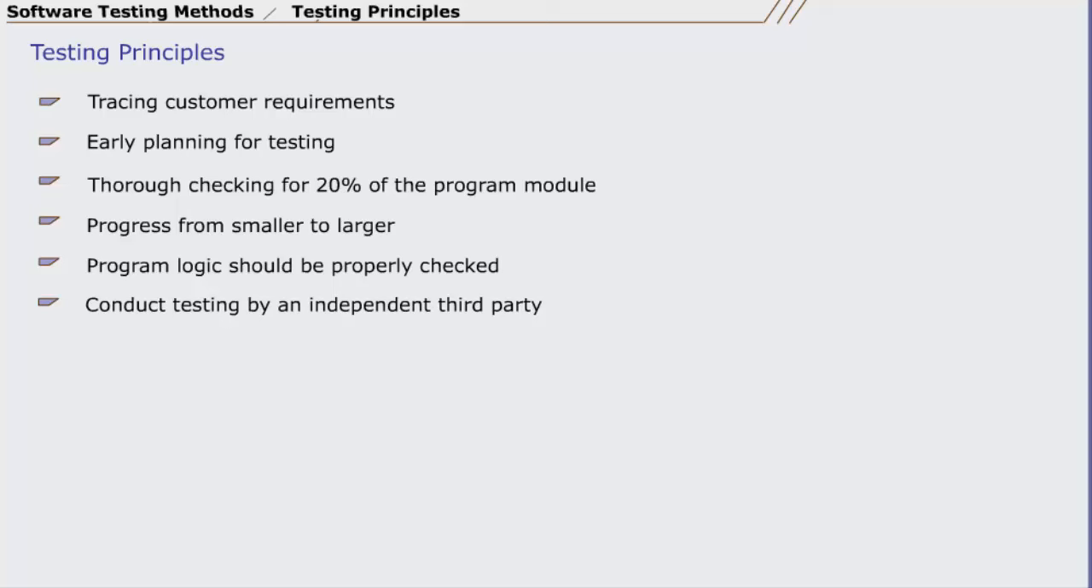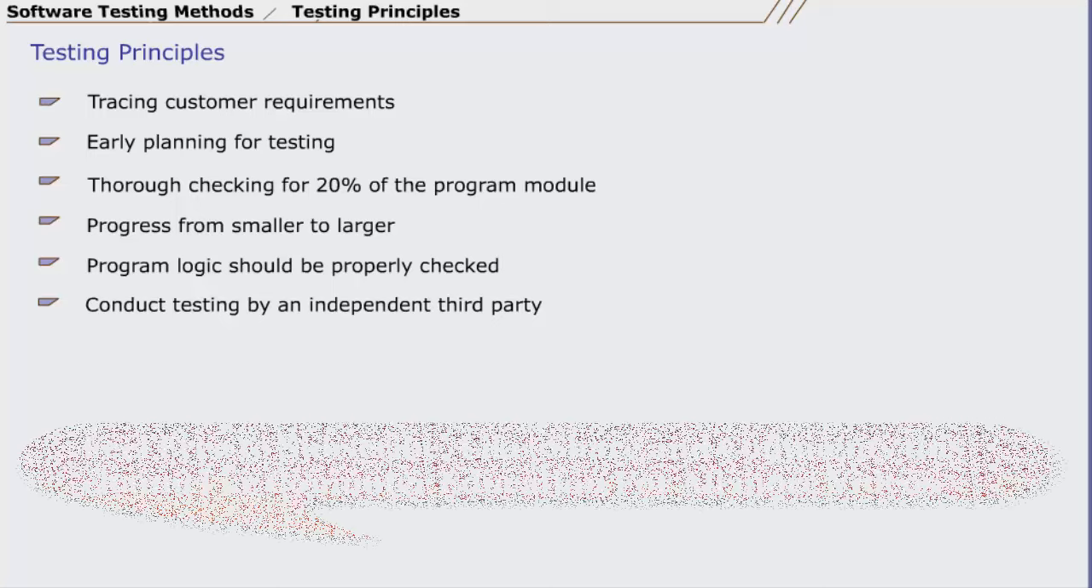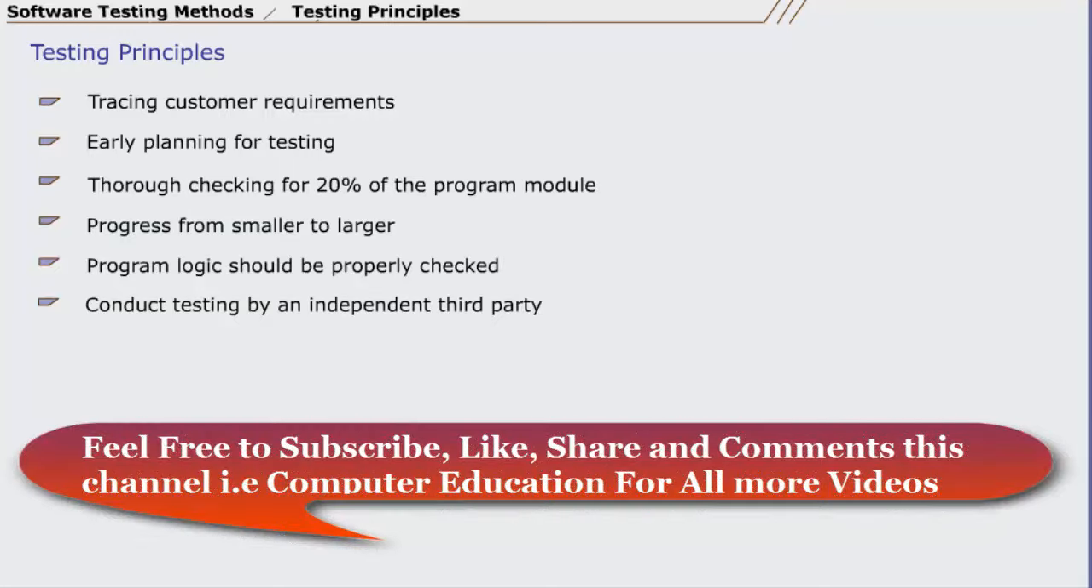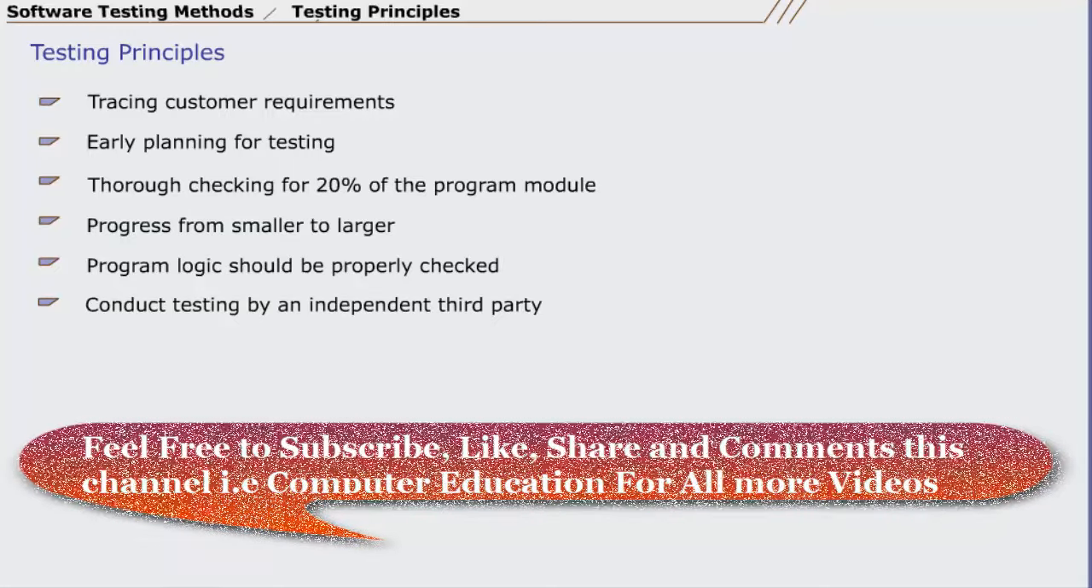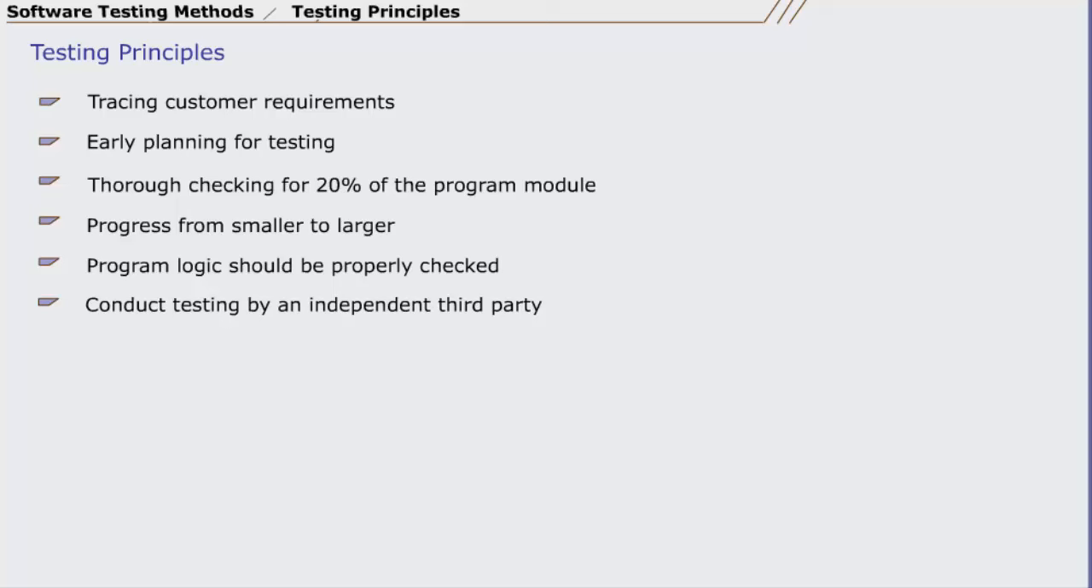Number 2. Every test should have a different purpose because testing time and resources are limited. Number 3. A good test should have the highest likelihood of uncovering a whole class of errors. Number 4. A good test should be neither too simple nor too complex.